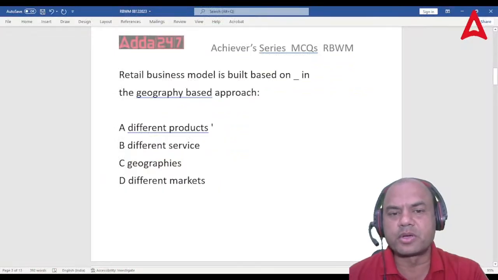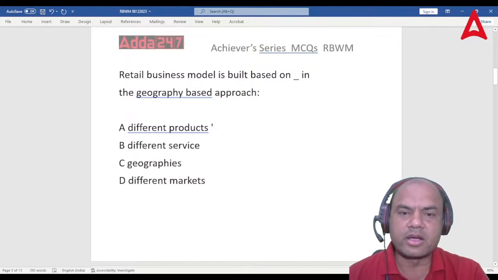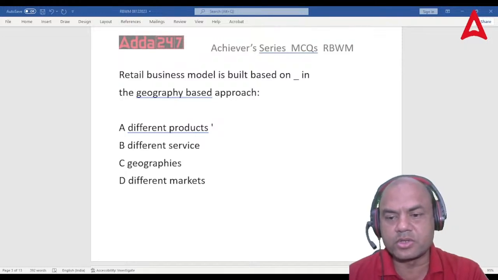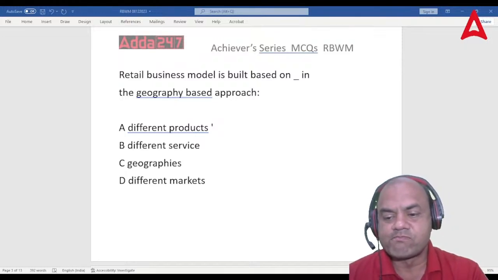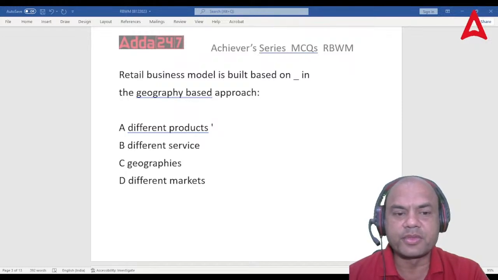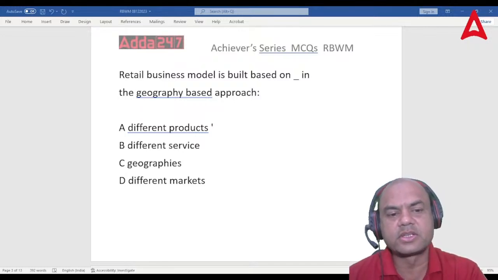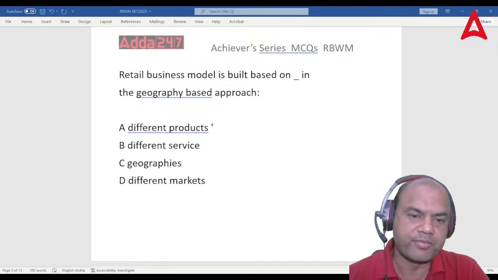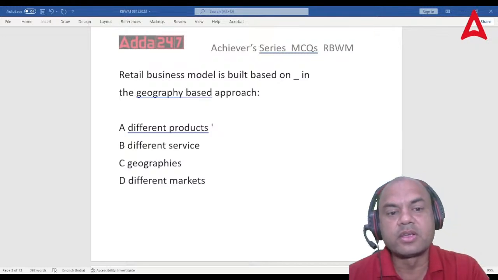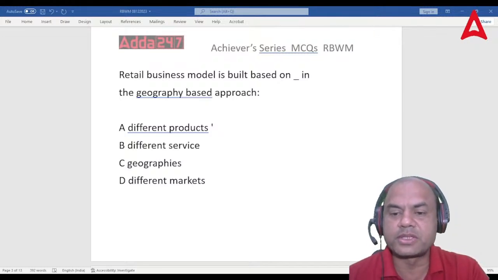A retail business model is built on dash in geography-based approach. What can be the answer over here? Think over it, everyone. A retail business model is based on what? Different products, different services, geographies, different markets. So it is based on dash in geography-based approach.